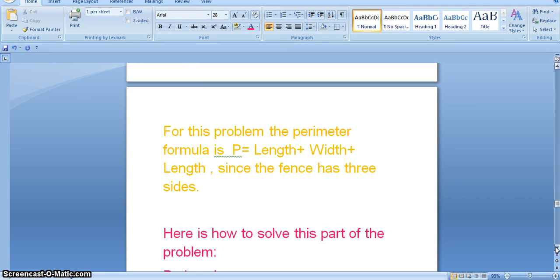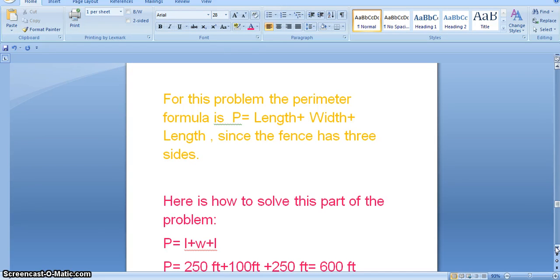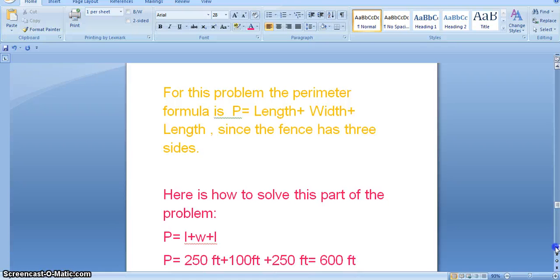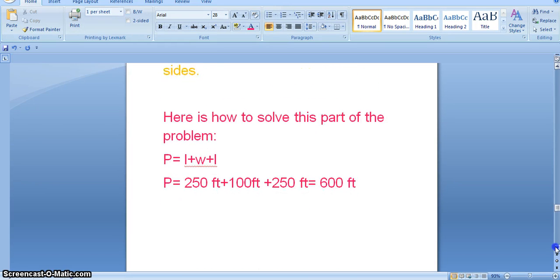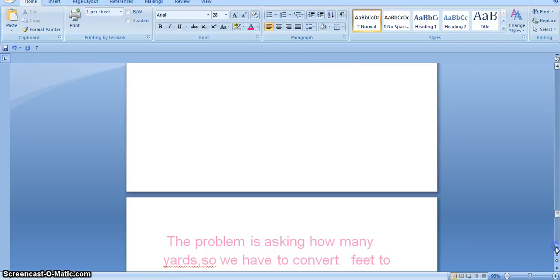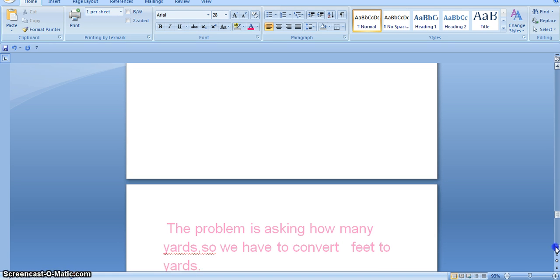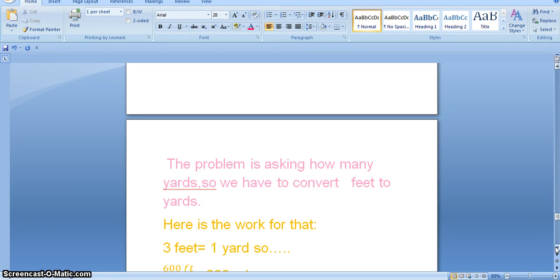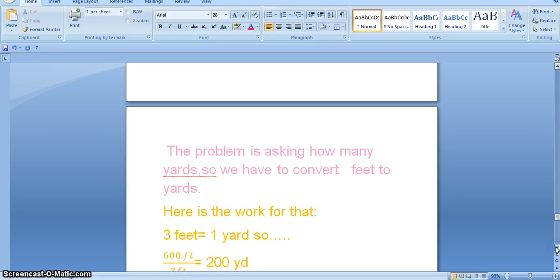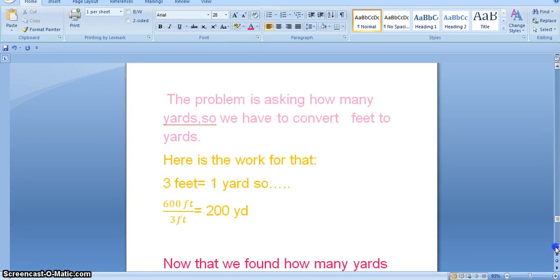So here's how to solve this part of the problem. P equals length plus width plus length. P equals 250 feet plus 100 feet plus 250 feet equals 600 feet. The problem is now asking how many yards, so we need to convert feet to yards. Here's the work for this. 3 feet equals 1 yard. So 600 feet divided by 3 is 200 yards.